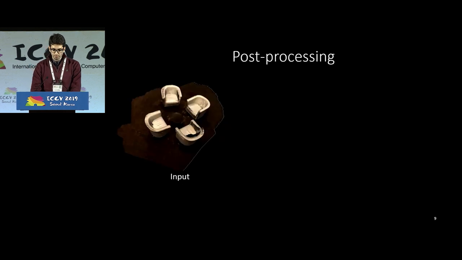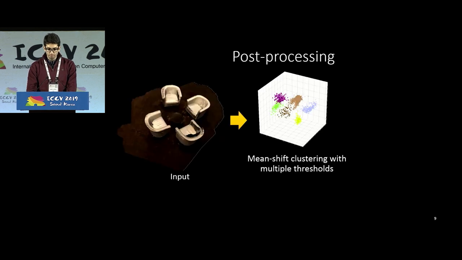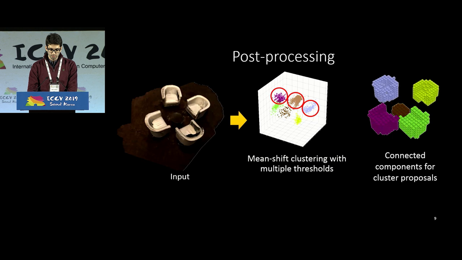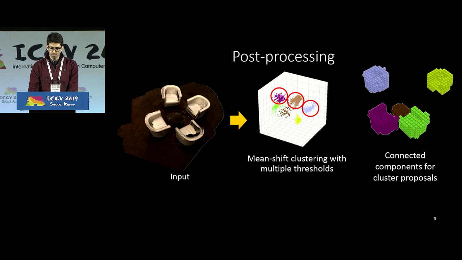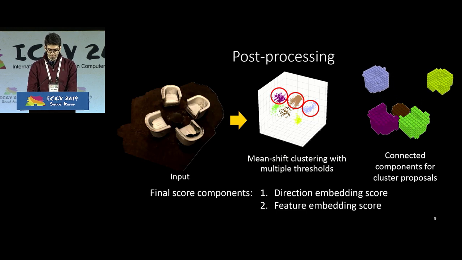During test time, we propose object instances by applying mean shift clustering on the feature embedding output with multiple thresholds, as well as connected components. We finally score our proposals using a direction embedding score and a feature embedding score.